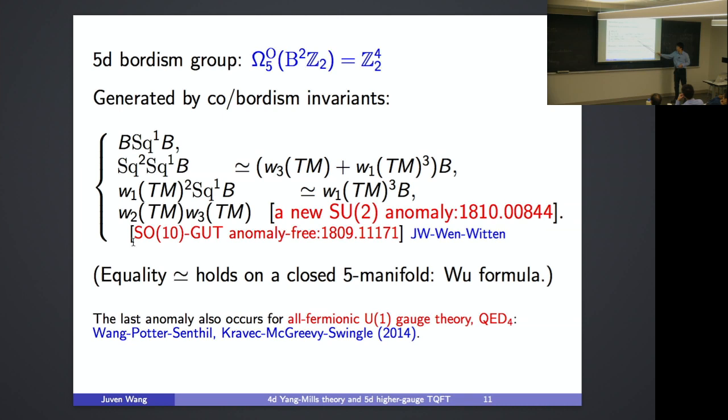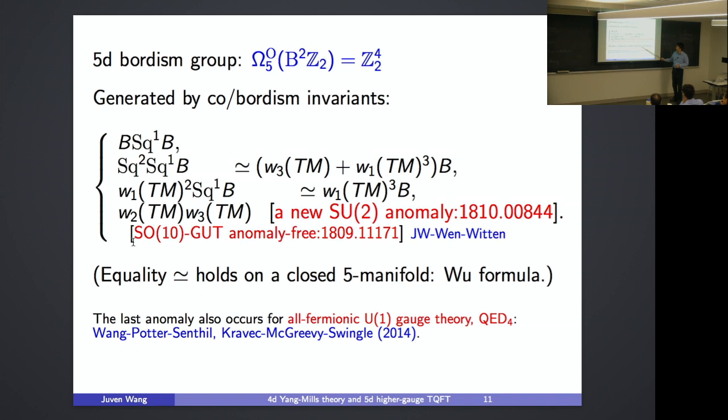In addition, when we check the grand unified theory like SO(10), this is an important condition for anomaly-free conditions, the fourth term. And for U(1) gauge theory, such a term is also useful, as used by people like Chong, Santo, and Zhang. Okay, all right, so that's the story.